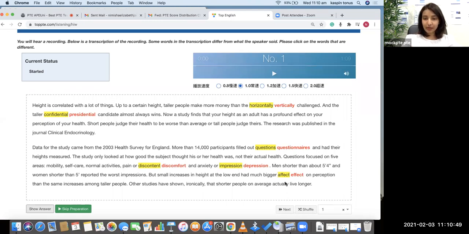Now I'll tell you if something goes wrong. Let's say I did not mark affect. How many points am I getting? I'm getting only 5 points out of 6, because I marked 5 of them and I missed 1 of them. So I'll get 5 out of 6 points.